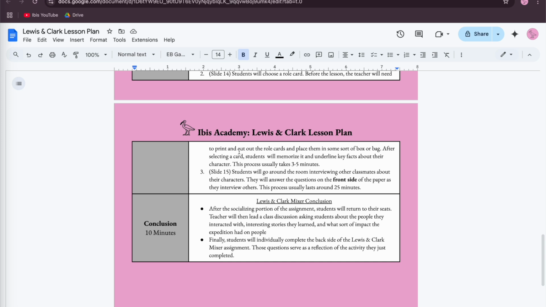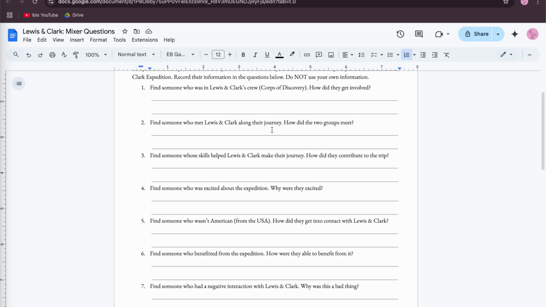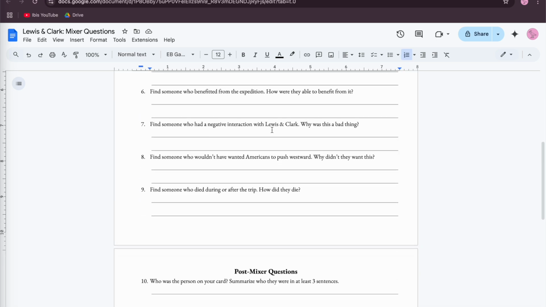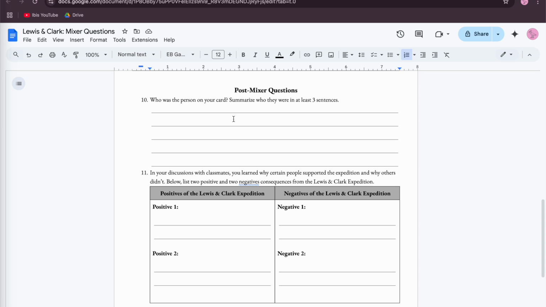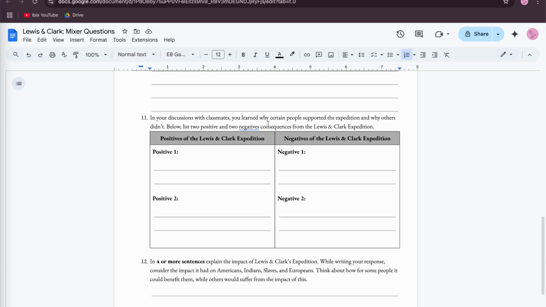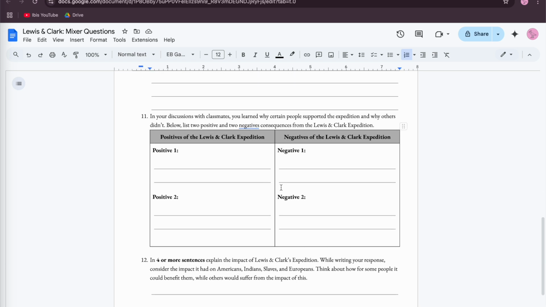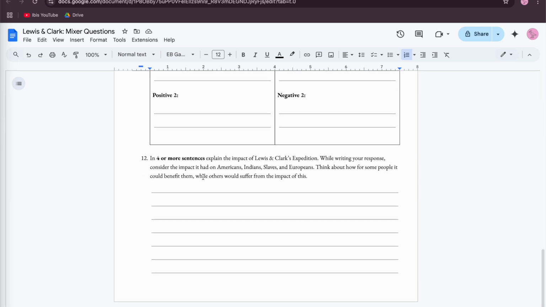As you have that interaction and the class discussion, you wrap up with the back side of the assignment. So this is the front side, questions 1 through 9. You flip over to the back, and it focuses on, well, who's the person on your card? What positive and negative experiences did you notice from the trip? And then finally, this is the wrap-it-up question, as I like to call it, which is explaining the impact of Lewis and Clark's expedition.